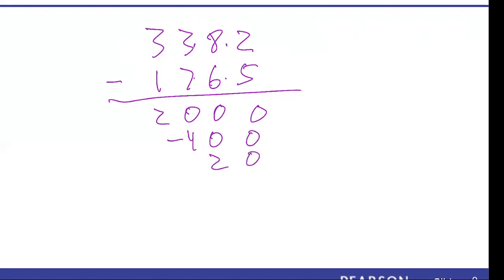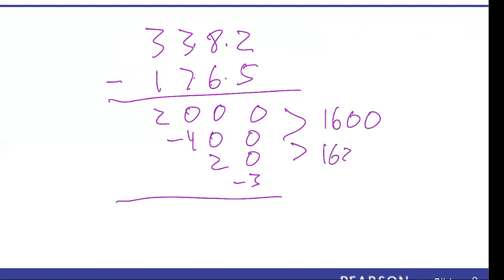2 subtract 5, negative 3. Well, if I combine these, I'm at 1,600. I add 20. Then I subtract 3, 1,617.